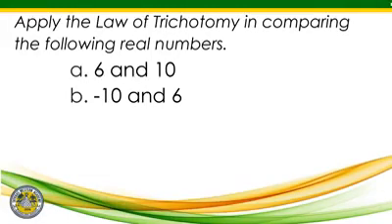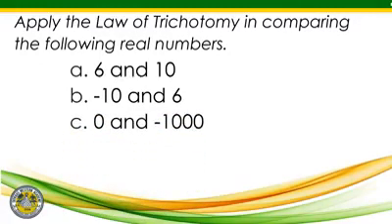Another example, negative 10 and 6. What do you think? Negative 10 is less than positive 6, correct? Because we all know that all positive integers are greater than negative integers. Another example, 0 and negative 1,000. So, 0 is greater than negative 1,000 because we all know that negative numbers are less than 0.